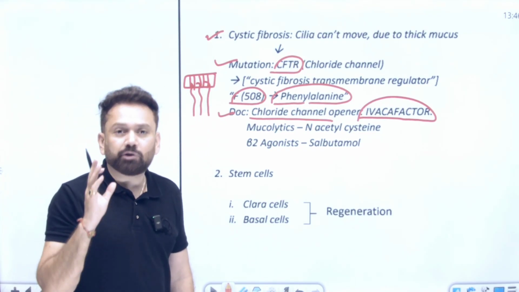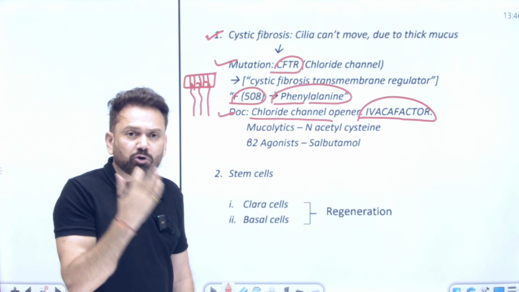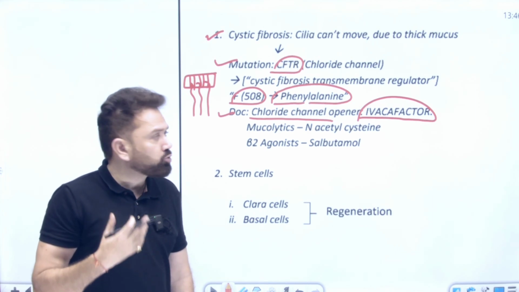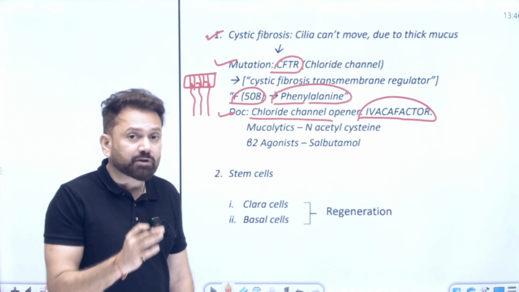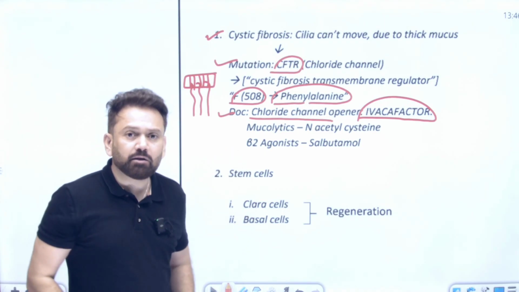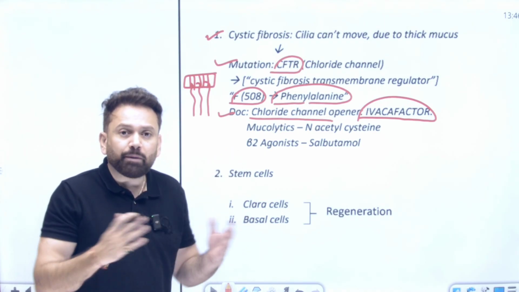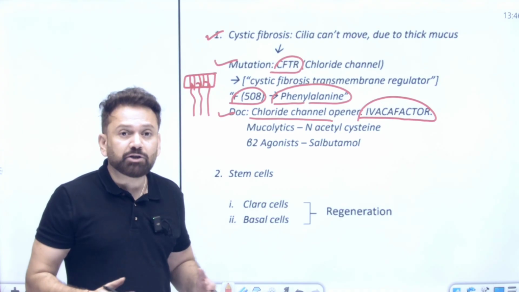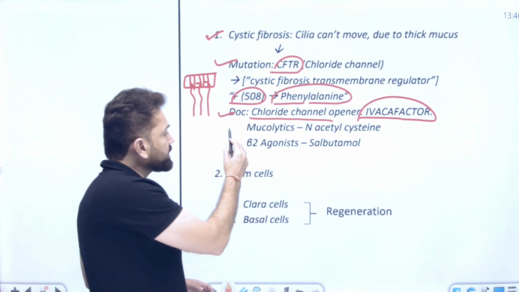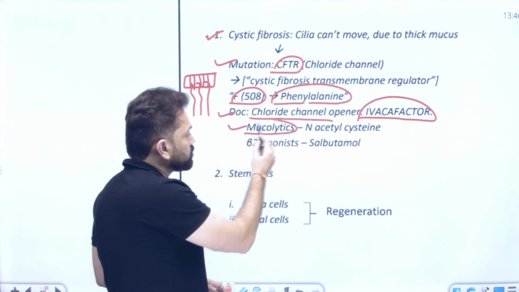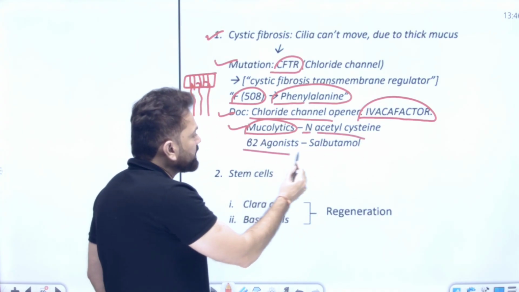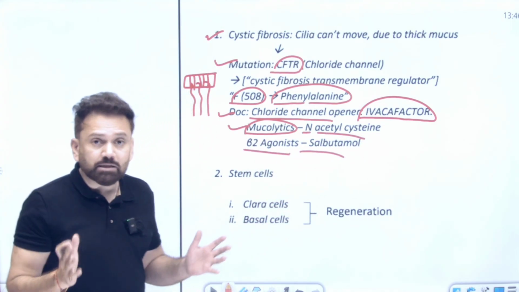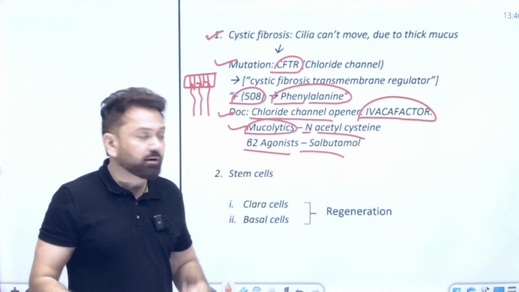It is a wonderful drug. Initially, when it was not available, patients used to have a lot of symptoms, but now it is a wonder drug called ivacaftor, because it works simply on that channel which is closed. It will open the chloride channel. It is called a chloride channel opener. And you can also give mucolytics to dissolve the mucus, like N-acetylcysteine. You can give a beta-2 agonist, so that it will dilate the bronchus and the airway will be clear.